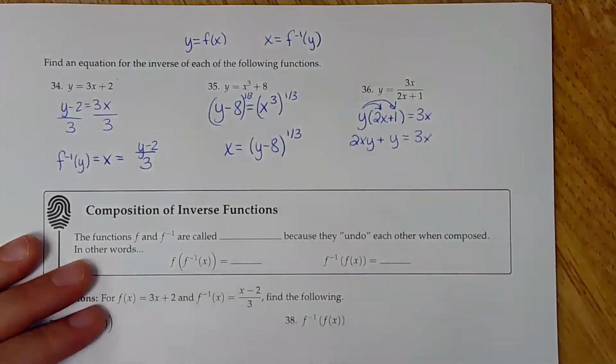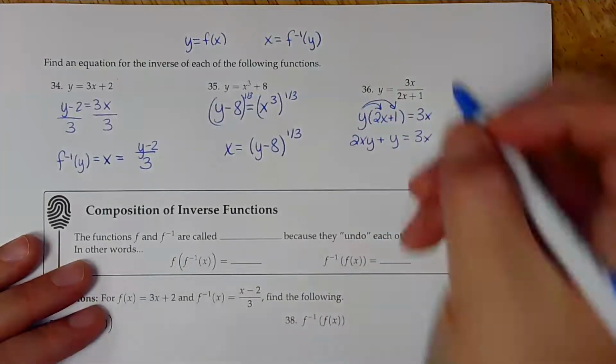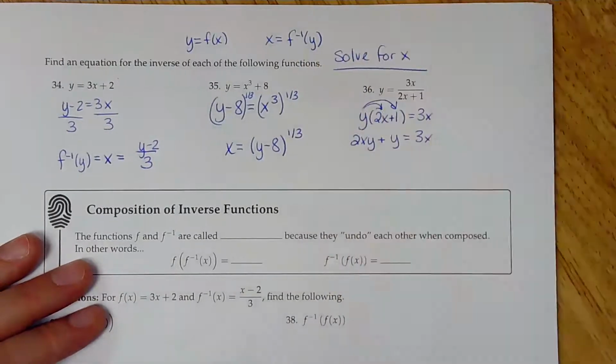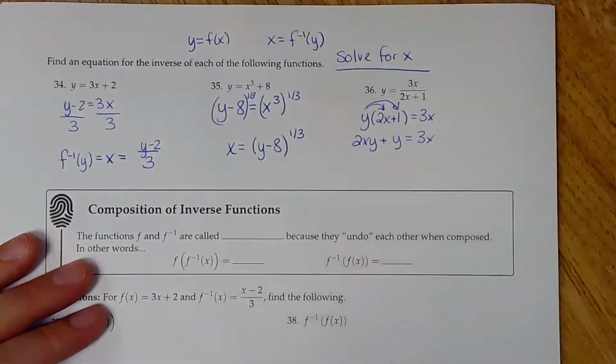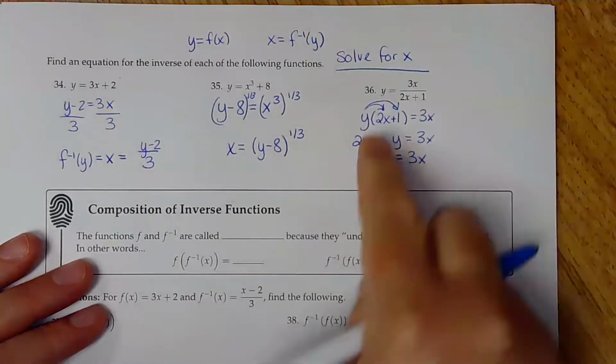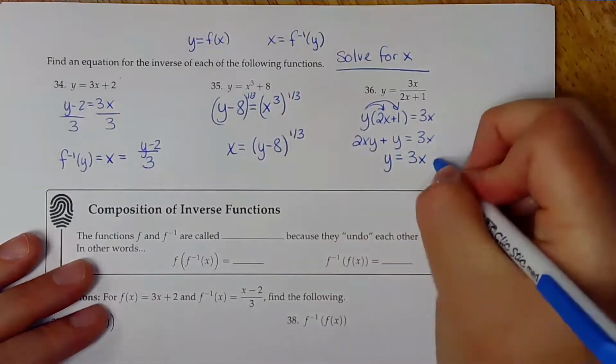And then, remember, I'm solving for x. That's what our goal is here, is to solve for x. So I'm going to put all the pieces with x on one side and all the pieces that don't have x on the other side. So in other words, I'm going to keep this y here, and I'm going to subtract the 2xy over to the other side.